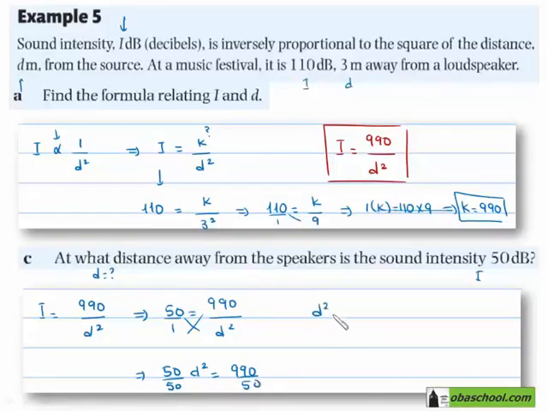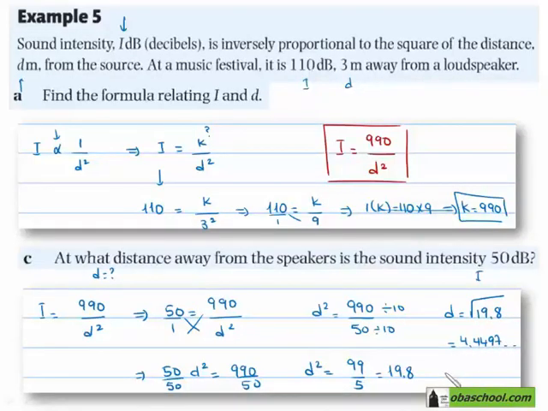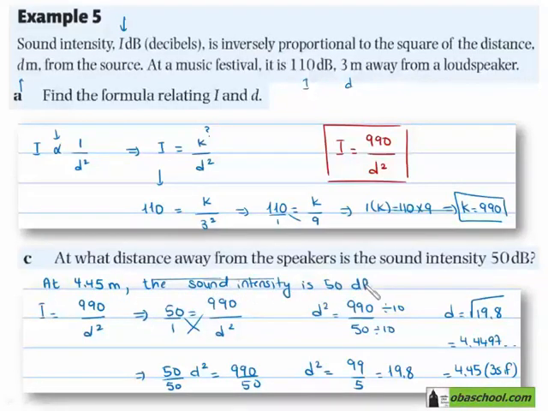So d squared is going to be equal to 99 over 5. And that is 19.8. So d squared is equal to 19.8. So d is equal to the square root of 19.8. And that is 4.4497, which is approximately 4.45. And that is at 4.45 meters, the sound intensity is 50 decibels.